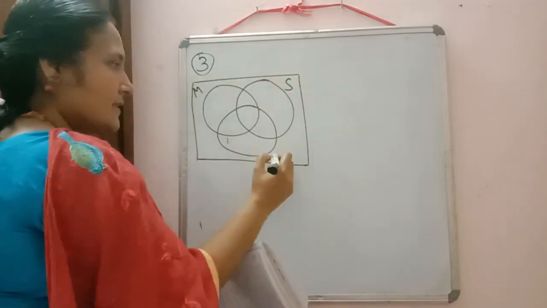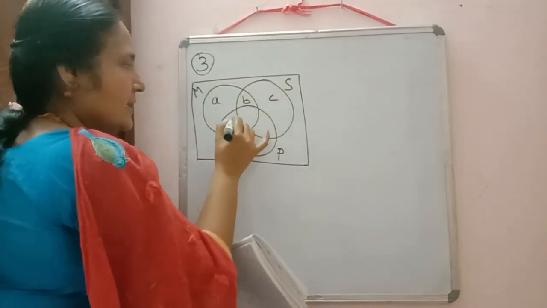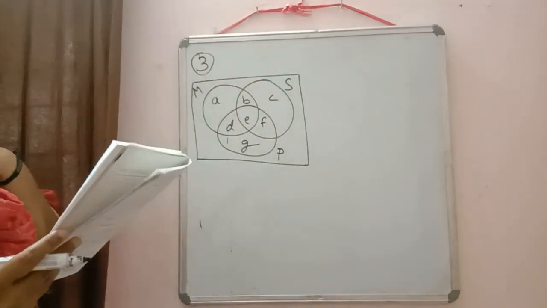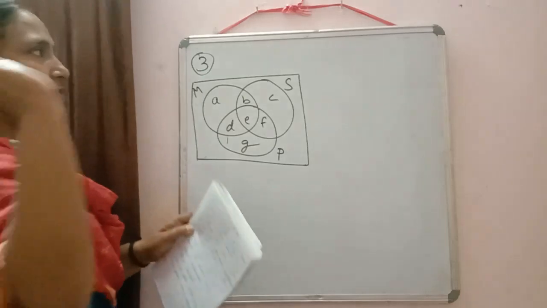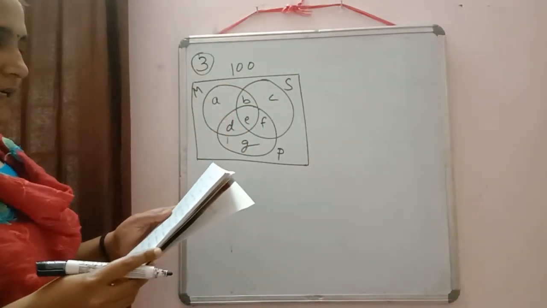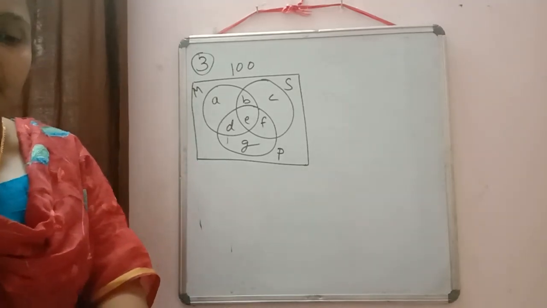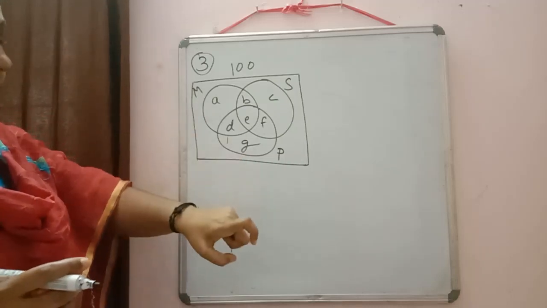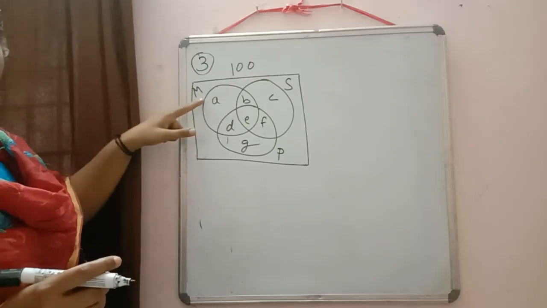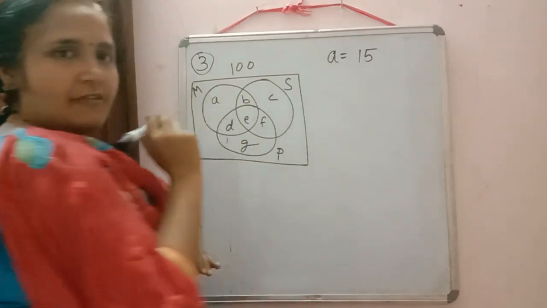Mathematics, statistics and physics. So again we can write down the letters here: A, B, C, D, E, F, G. Now check the information. In a university, out of 100 students, so total number of students 100, 15 offered mathematics only. It's not written 15 offered maths. It is written maths only. So which region is represented by maths only? Yes, A. So already in the question it is given A is equal to 15.